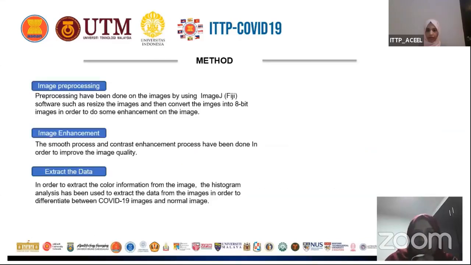For the image pre-processing, the first thing we did was resize the image and then convert it into 8-bit, which is grayscale, in order to do some enhancement on the image. After that, we did image enhancement using a smoothing process, and then normalization in order to improve the image quality. After that, we extracted the color information from the image using histogram analysis in order to differentiate between the COVID-19 image and the normal image.